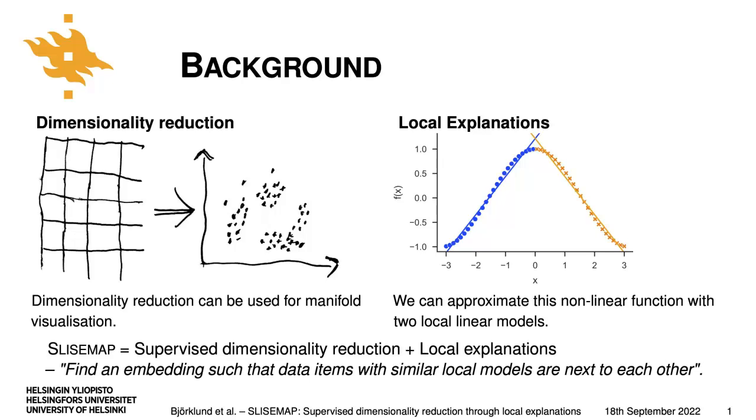With SLISEMAP, we combine these two by finding embedding coordinates and a local model for every data item, such that data items with similar models end up next to each other in the embedding.